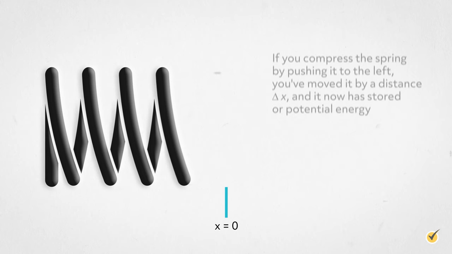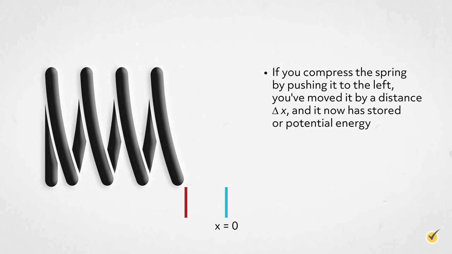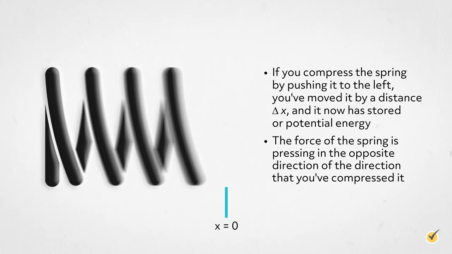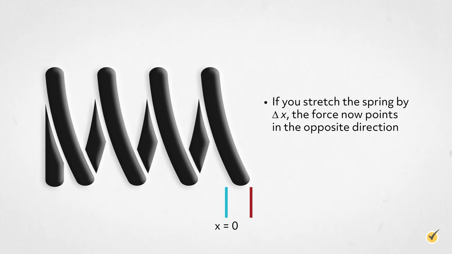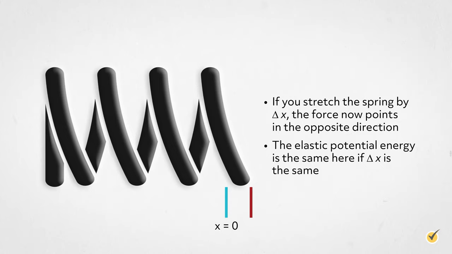If you compress the spring by pushing it to the left, you've moved it by a distance delta x, and it now has stored or potential energy. The force of the spring is pressing in the opposite direction of the direction that you've compressed it. Conversely, if you stretch the spring by delta x, the force now points in the opposite direction. The elastic potential energy is the same here if delta x is the same.